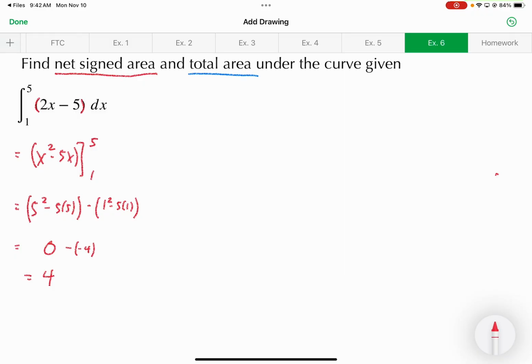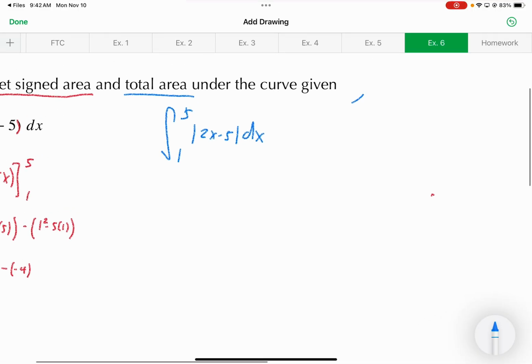Now, let's find our total area. So again, what I need is my same integral, but my function needs to be inside of absolute value, just ensuring that I don't have any negative area. There's a couple ways we can go about doing this. How did we approach absolute value in the past? Piecewise. So let's do that. Let's say f of x is the absolute value of 2x minus 5. Let's break it into a piecewise function. The only difference aside from 2x minus 5 would be an extra negative on that function, right?